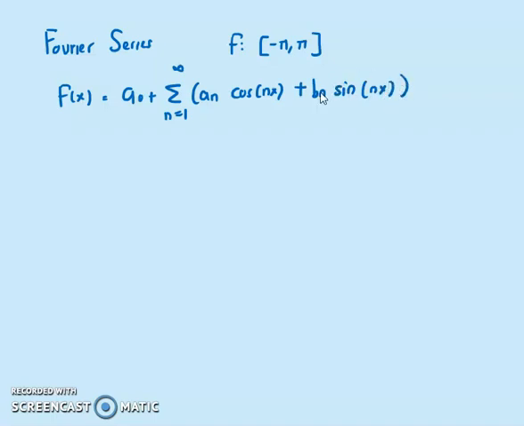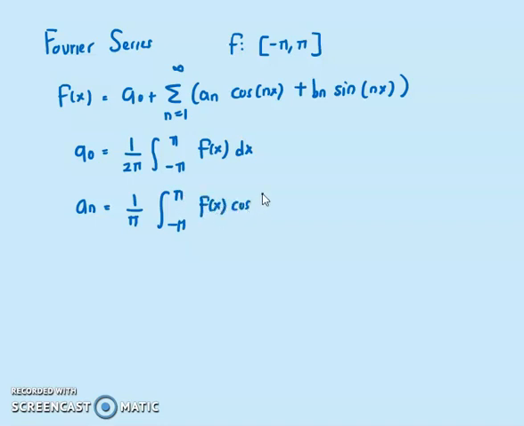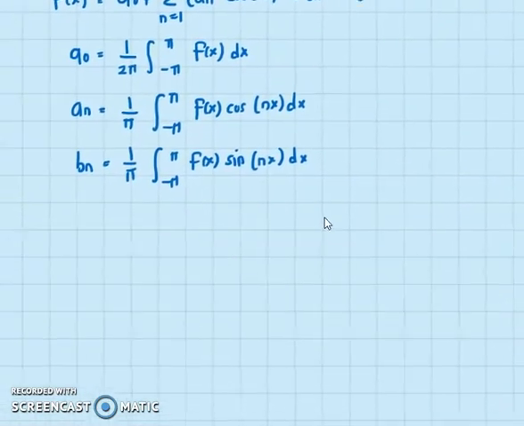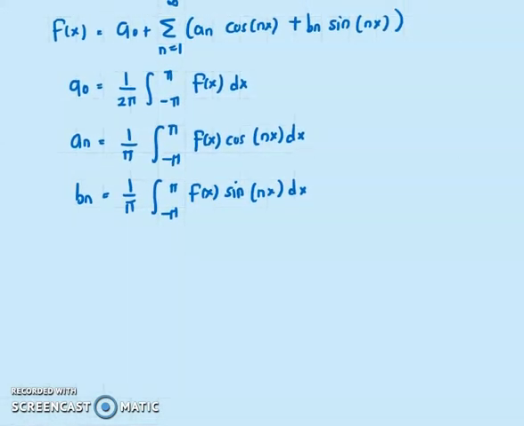Okay, these are called the Euler formulas, where the Fourier coefficient a naught is given by 1 over 2 pi times the integral over the interval minus pi to pi of f(x) dx, and an is given by 1 over pi times the integral from minus pi to pi of f(x) cos nx dx, and bn is given by 1 over pi times the integral from minus pi to pi of f(x) sin nx dx. Okay, so let's look at another example on how to solve this.